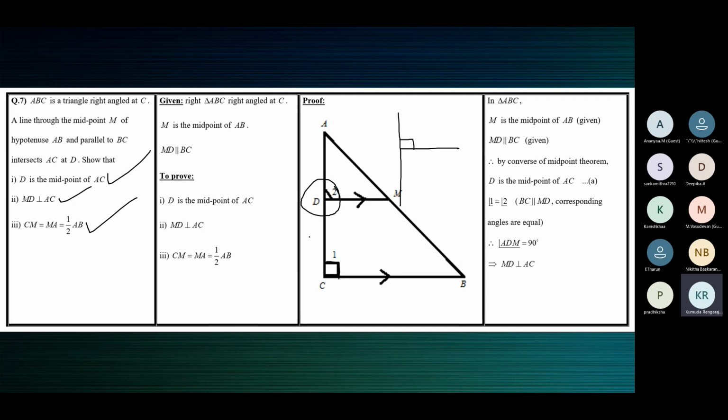Third one, CM. So we should join CM. Take up these two triangles and show that they are congruent to each other. So you will get MA is equal to MC, or CM. CM is equal to MA by CPCTC. But MA is equal to half AB. So CM is equal to MA is equal to half AB.